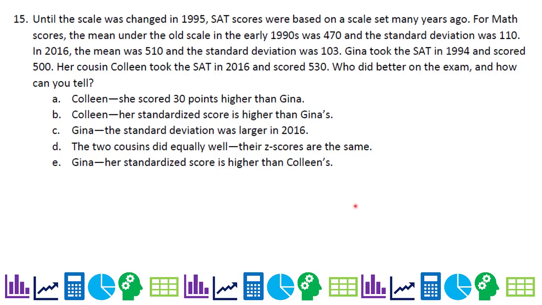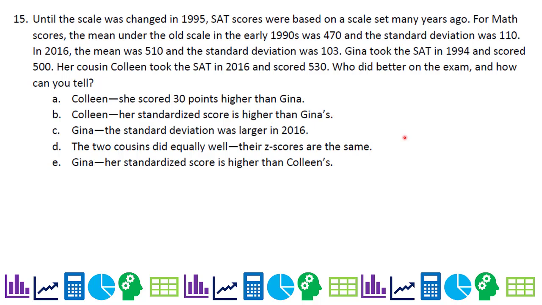Number 15, until the scale was changed in 1995, SAT scores were based on a scale set many years ago. For math scores, the mean under the old scale in the early 1990s was 470, and the standard deviation was 110. In 2016, the mean was 510, and the standard deviation was 103. Gina took the SAT in 1994 and scored 500. Her cousin Colleen took the SAT in 2016 and scored 530. Who did better on the exam, and how can you tell?